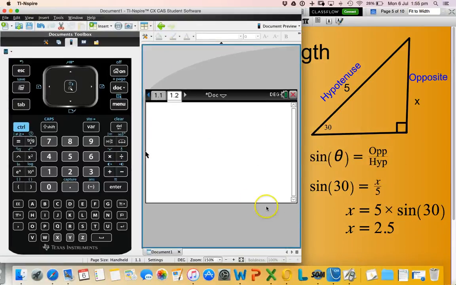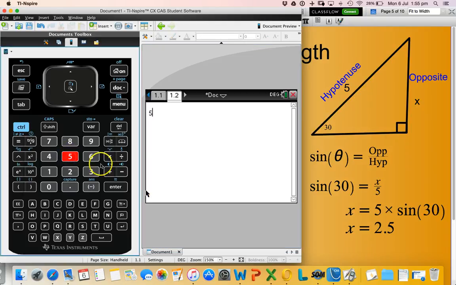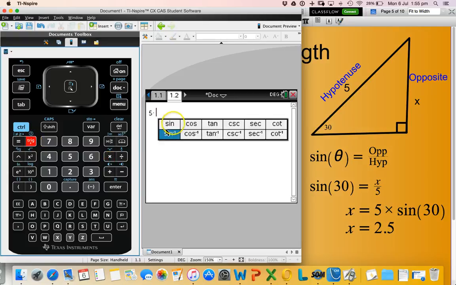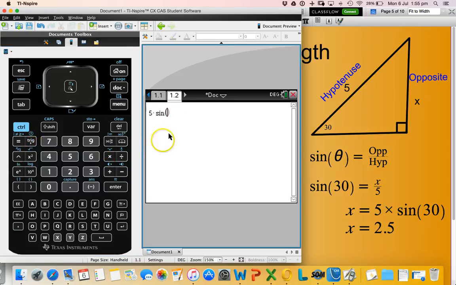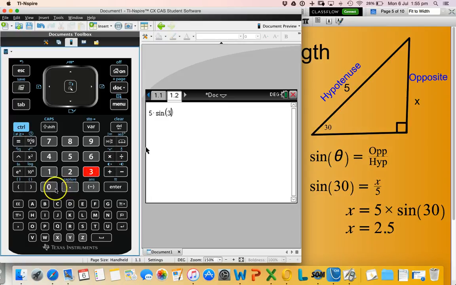Now I should just show you how to do that on the calculator. This is the calculator that I use. I basically want to multiply 5 by the sine of 30 degrees. There you go, and you can see that equals 2.5. If you don't get 2.5, just verify in the settings on your calculator that it has been set to degrees.